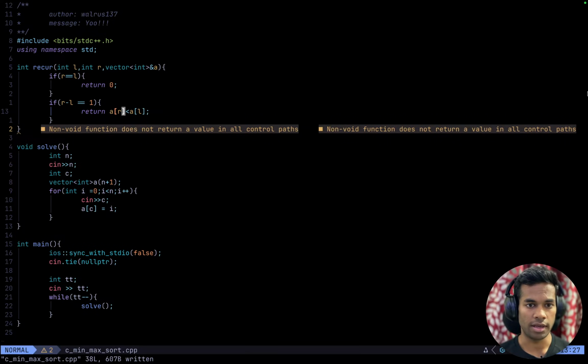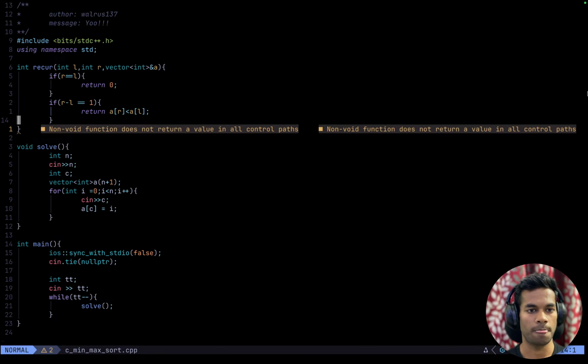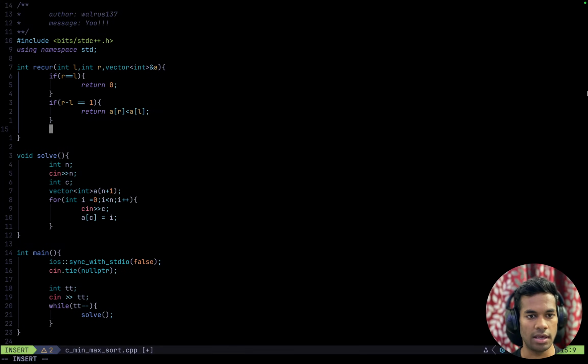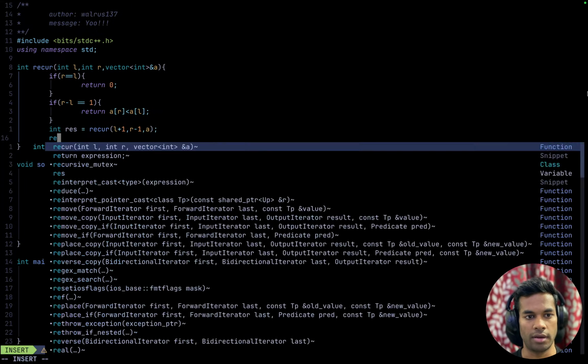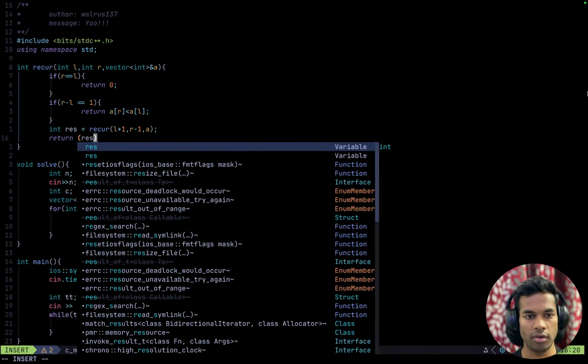So if a r is smaller than a l, then we will return true, which means we do need some operation here, otherwise we don't. And in the else case, res equals, call this function again for l plus 1 and r minus 1 given a, and return depending on res.